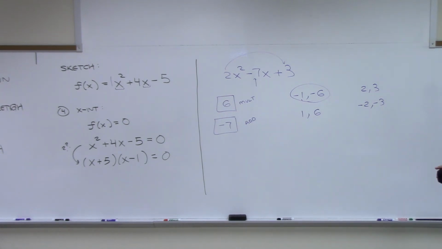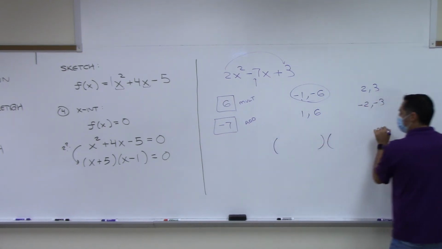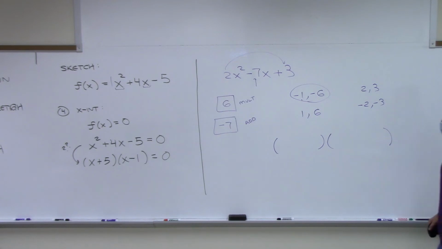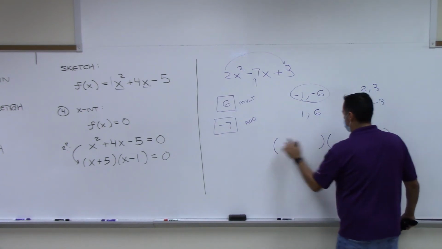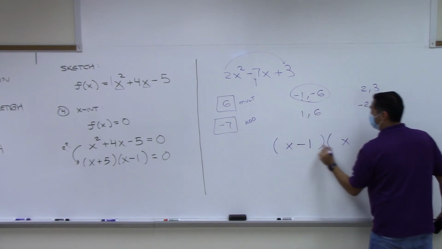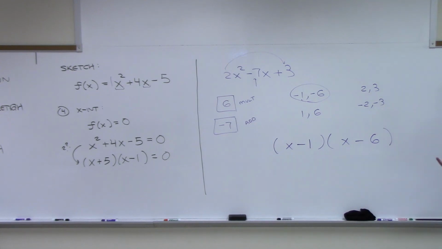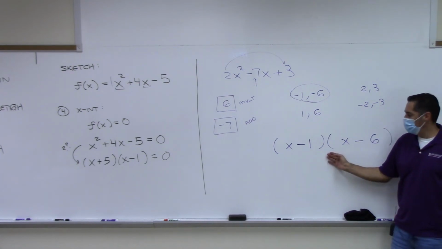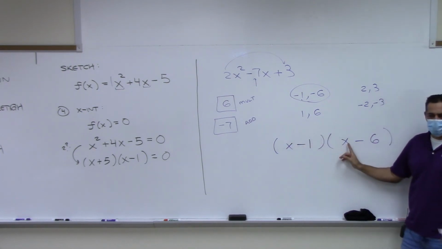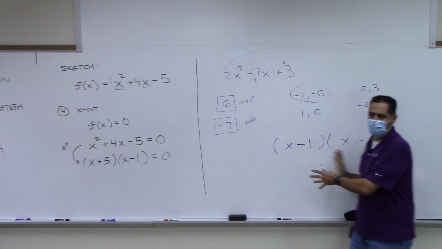Here's that critical next step, though. I'm going to write two sets of parentheses. Okay? I'm going to put an x here with the space in front of it, an x here with the space in front of it. I'm going to put my two numbers, -1 and -6. Y'all with me? Now, right now, if you stop here, you're wrong. Okay? This is wrong. And you can tell, if you had to multiply this out, you do x times x, which would be x squared, right? And look at our original problem, 2x squared. So it's not correct yet.